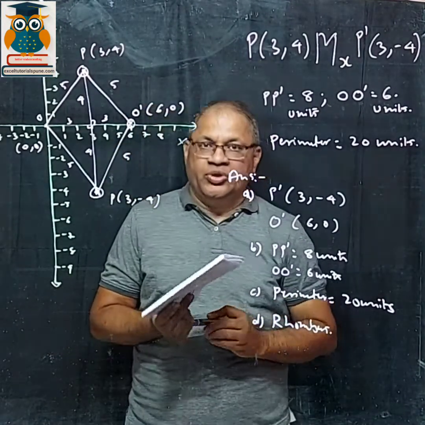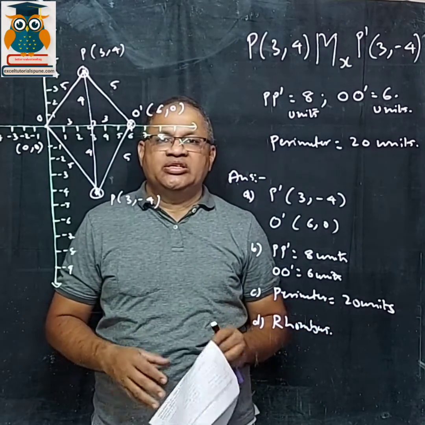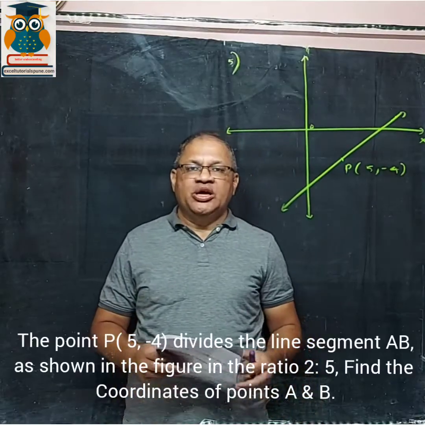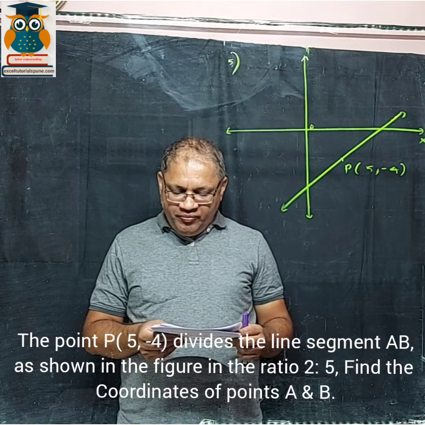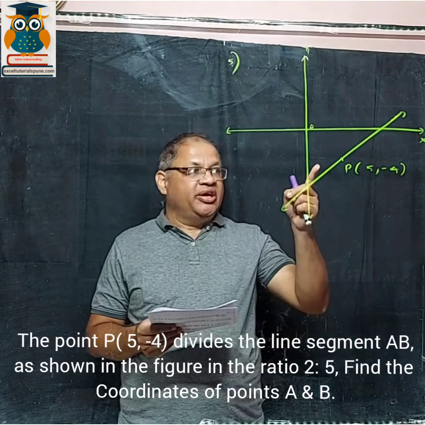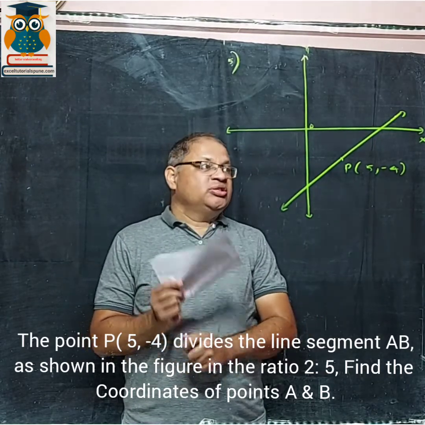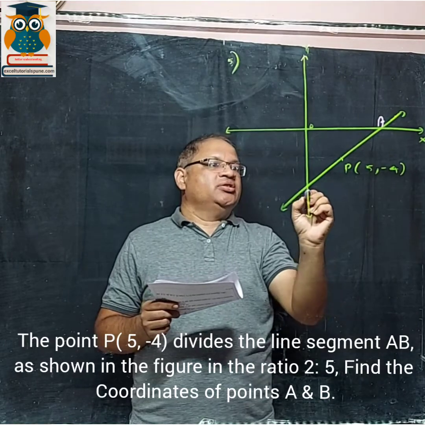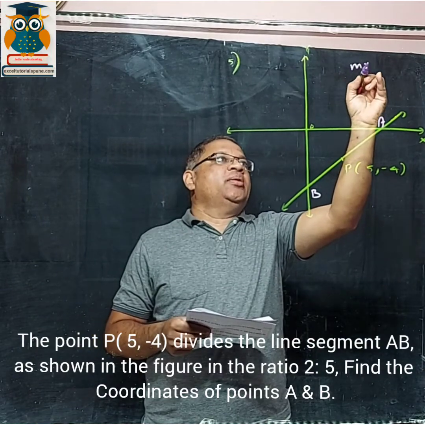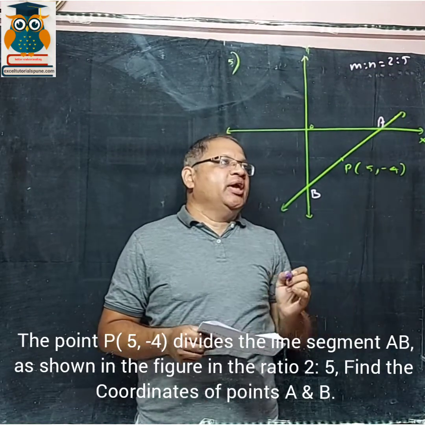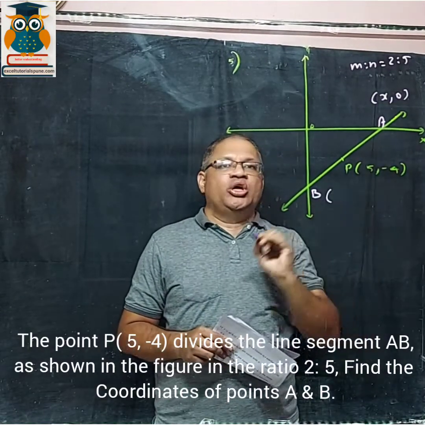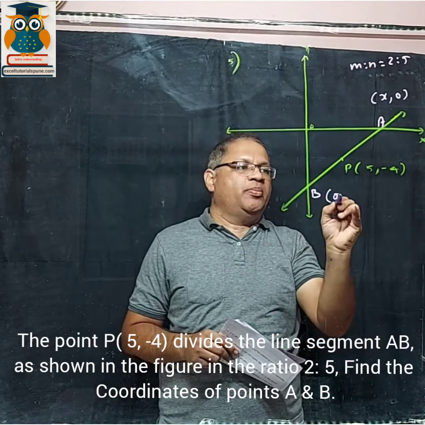Alright. Now we go on to the fifth sum. That's the start of the section formula. Okay, sums based on section formula. Start with the fifth sum. The point P 5, minus 4 divides the line segment AB as shown in the figure. So this is your A and this is your B. P divides AB in the ratio 2:5. So M is to N is 2:5. Now A is on the X axis. So coordinates of A will be X, 0. B is on the Y axis. The coordinates of B will be 0, Y.